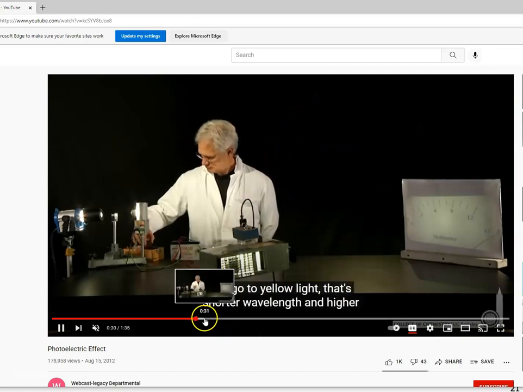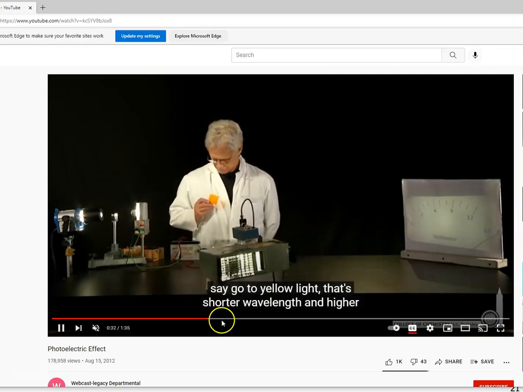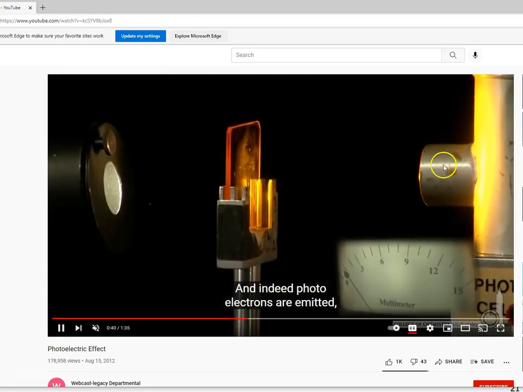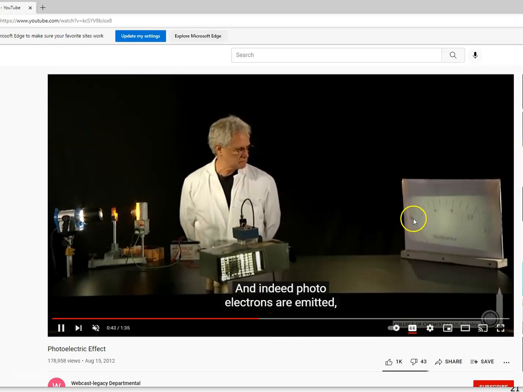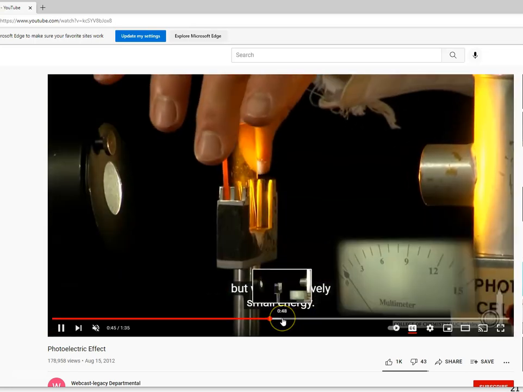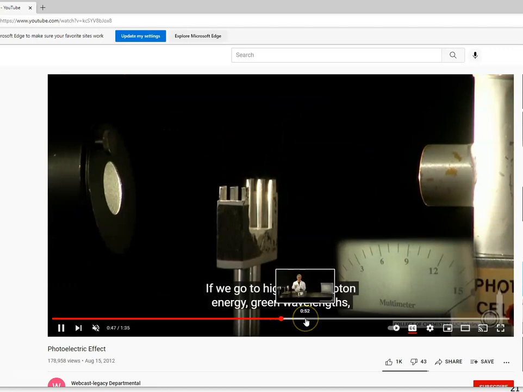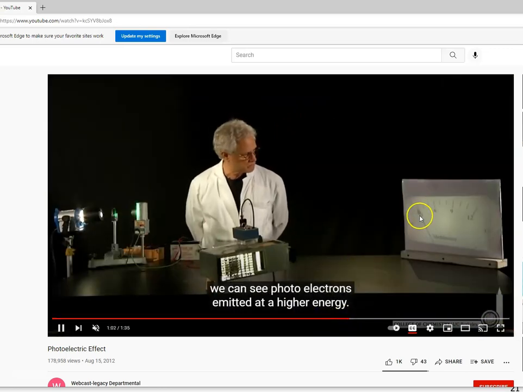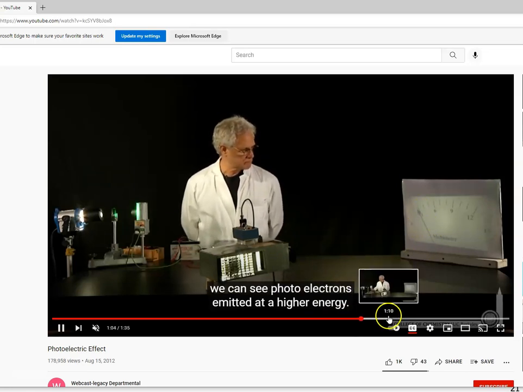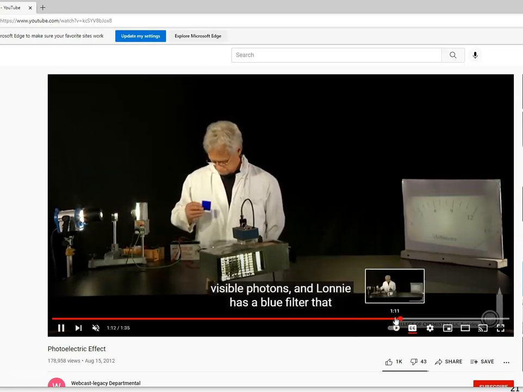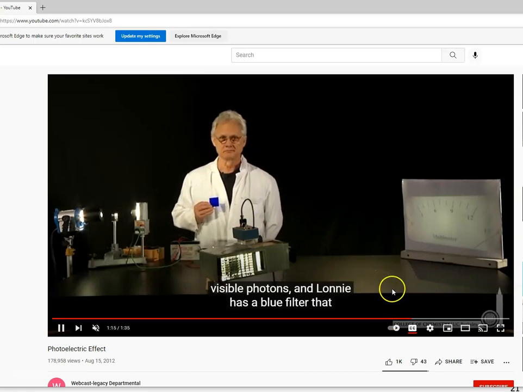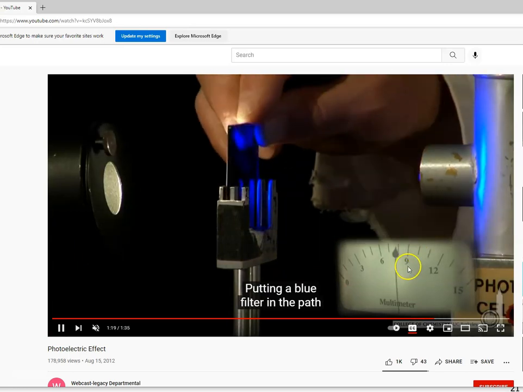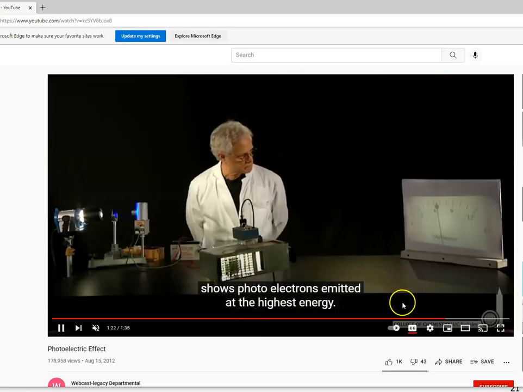Now he's going to replace this with a different color. We're going to put yellow light in there, and when we hit this compound, we get a tiny bit of electron flow going in there, and now he's going to use the green light. We see a little bit more, about 3 on the multimeter, and now finally at the end he's going to put a blue or a purple glass in there, and we're going to be able to see that this is increasing in intensity. So we're close to 6 or 7 here.